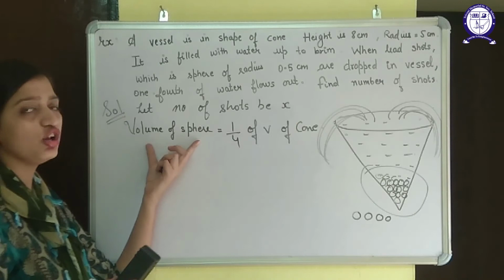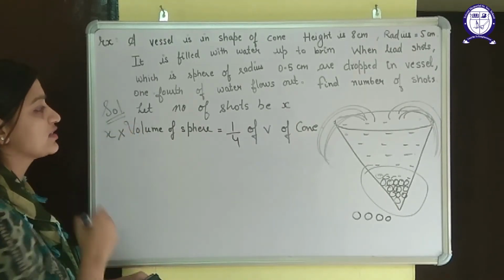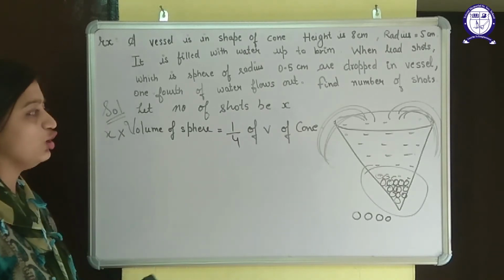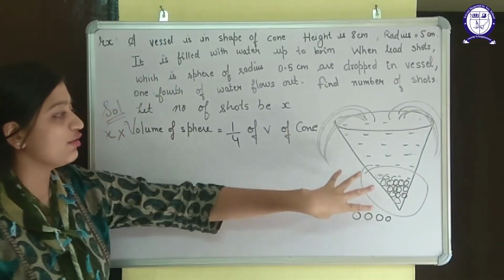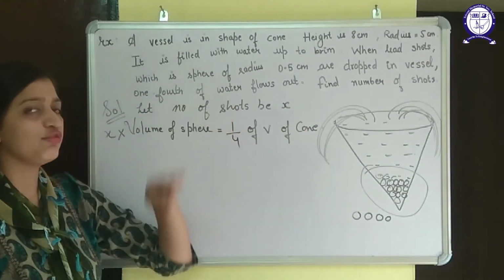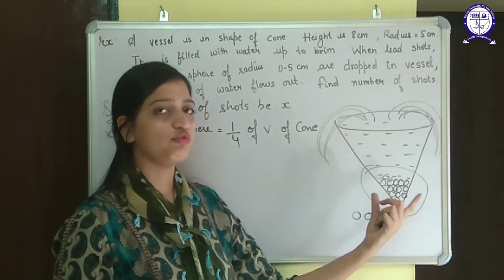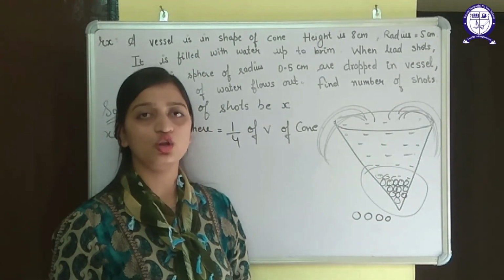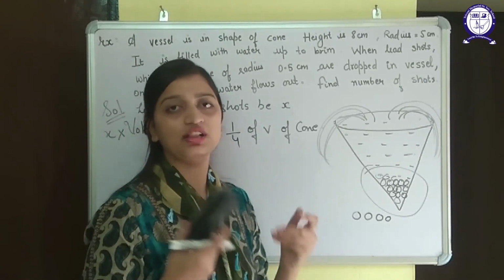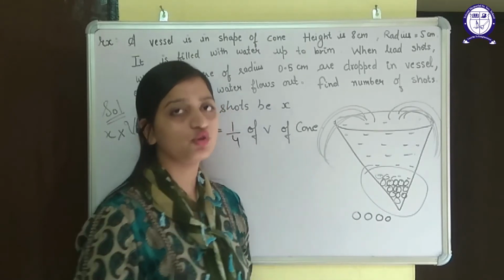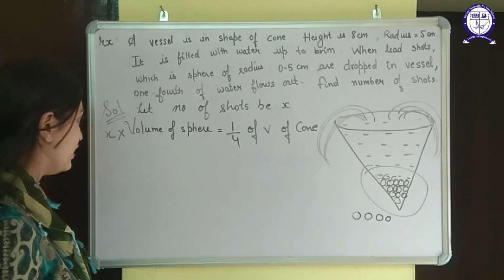Okay, this is the volume of one sphere. So if I multiply it by x, then I will get the same volume as the 1/4 of the volume of the cone, because 1/4 of the water flows out of the cone. And what is the volume of water? It will be the same as the volume of the cone, because the water completely fills the cone and only 1/4 flows out, so I am writing 1/4. So now let's put all the values.